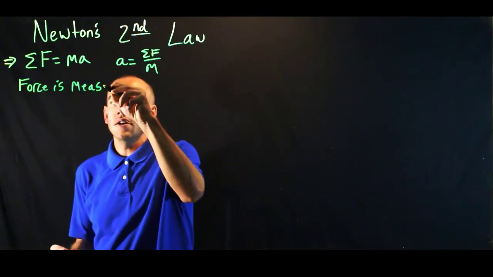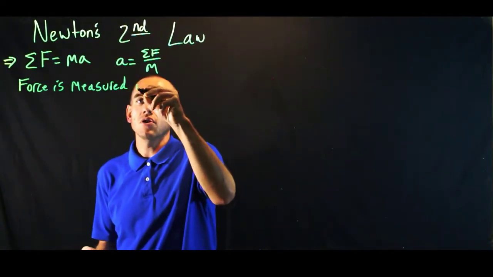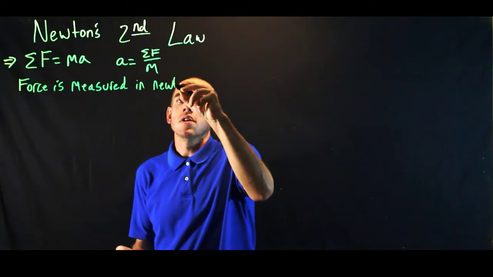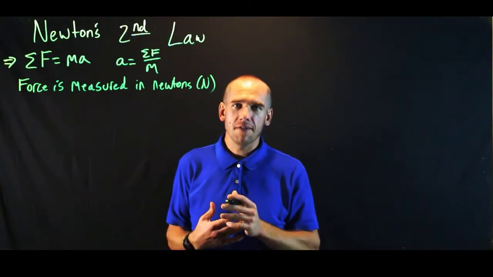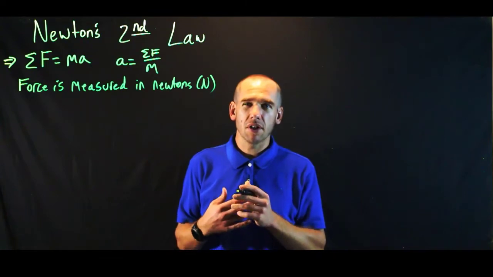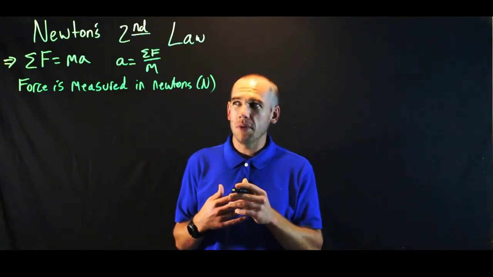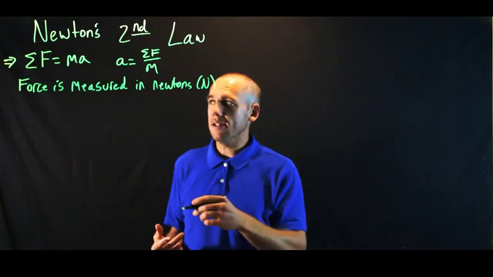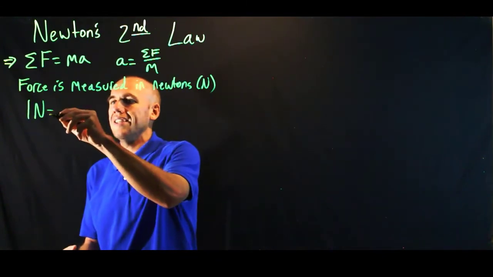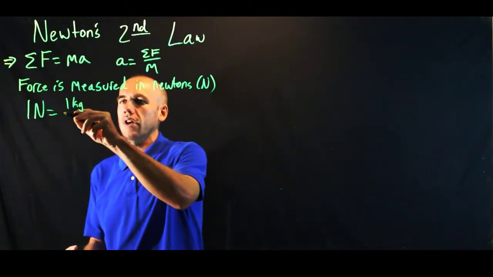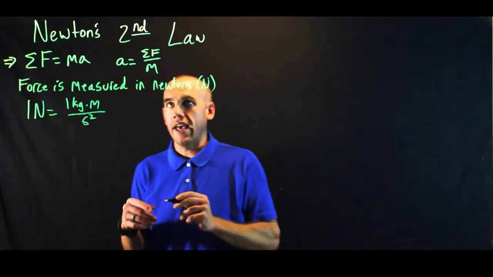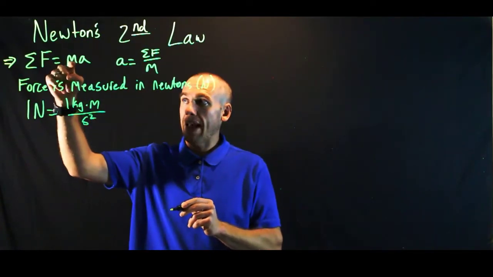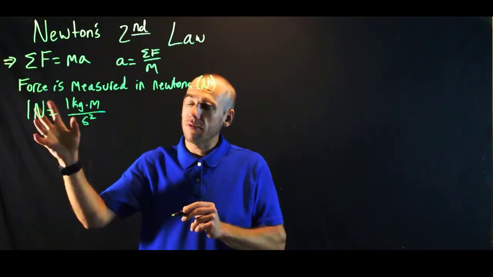Now, forces are measured in newtons, at least for us. Force is measured in newtons. Now, 1 newton is by definition the amount of force required to accelerate 1 kilogram at 1 meter per second per second. And what that means is 1 newton is equal to 1 kilogram times a meter divided by a second squared. That comes right from this law, right? I take mass in kilograms times meters per second squared for acceleration.